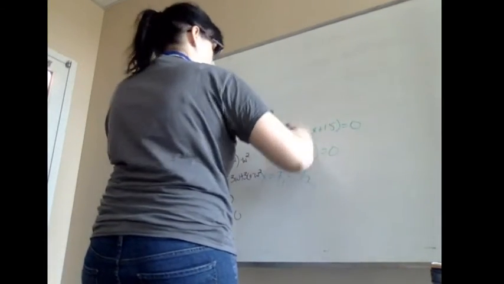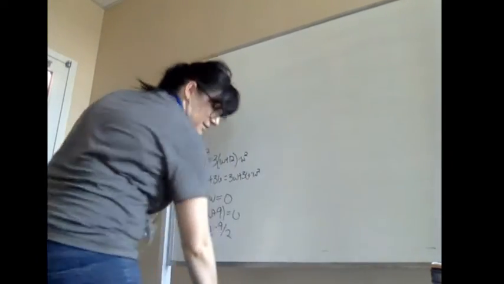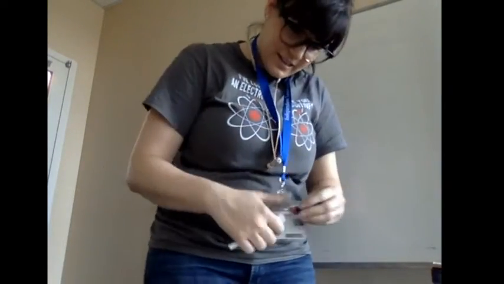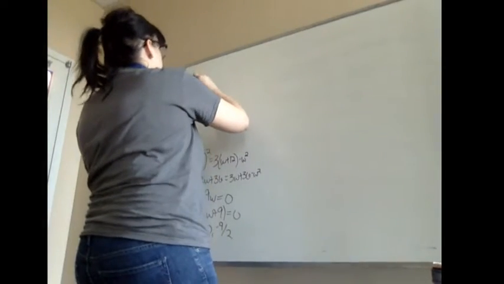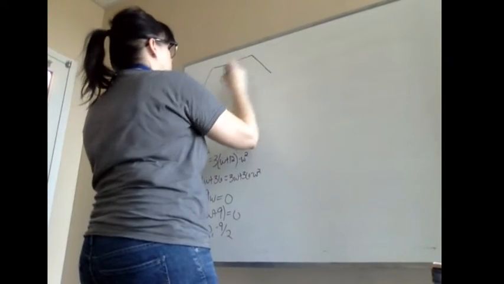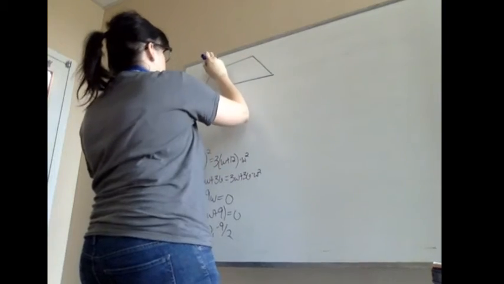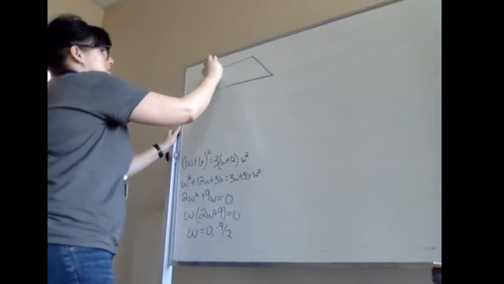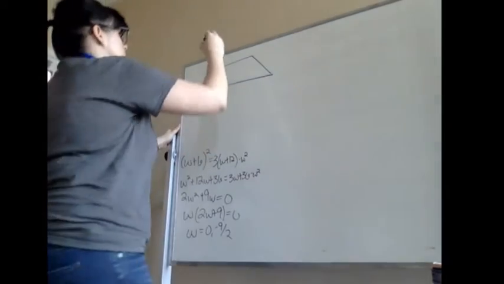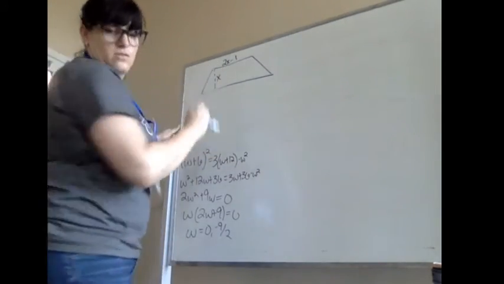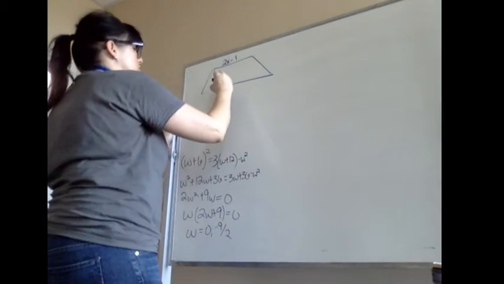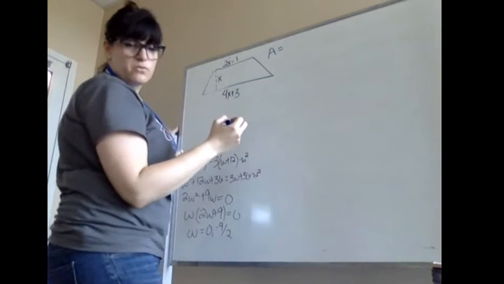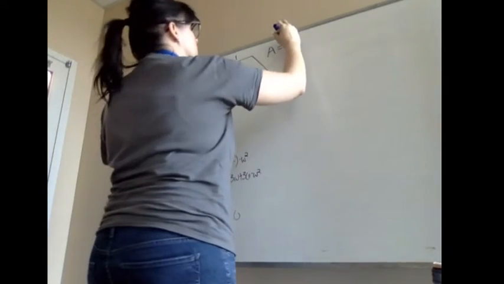95? Let's use a blue. 95, area of a trapezoid. X, 2x minus 1, 4x plus 3. Area equals, and if you guys don't remember the formulas for the areas, they're in the back of your book.